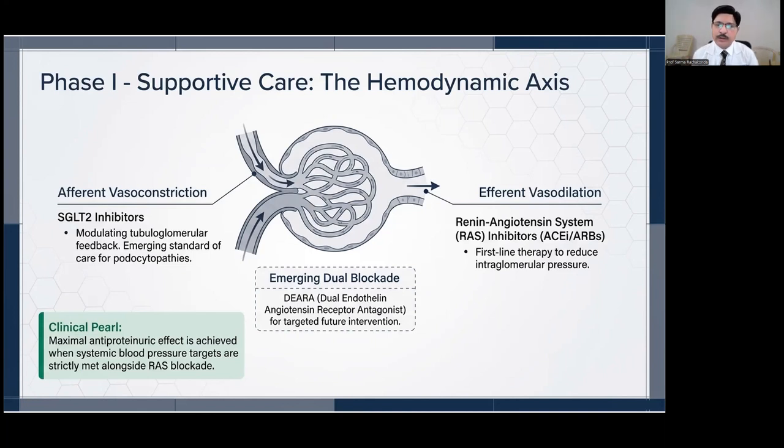So what is the peril here? I have to manage the blood pressure. So along with the SGLT inhibitors, DERAs, and efferent vasodilators, how do I tackle it? Of course, by giving renin-angiotensin blockers, first line therapy to reduce the intraglomerular pressure.